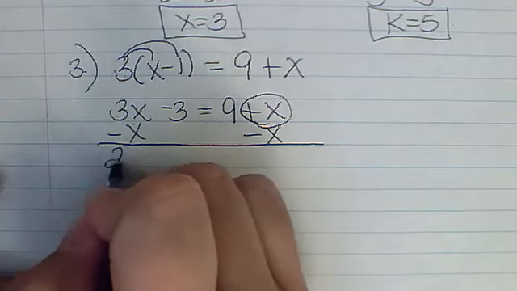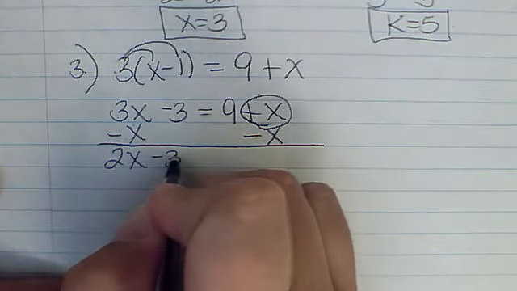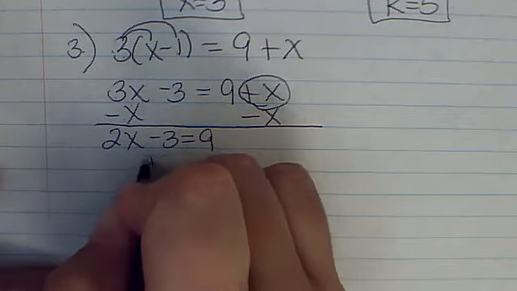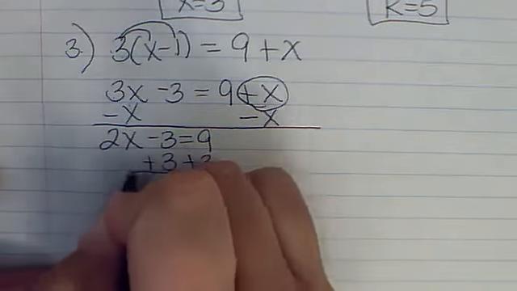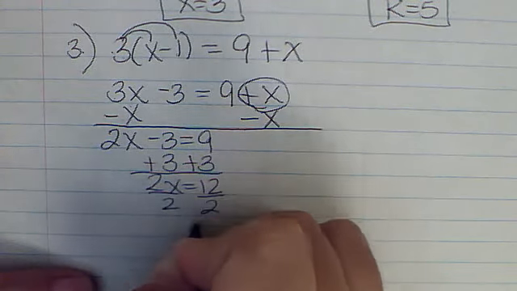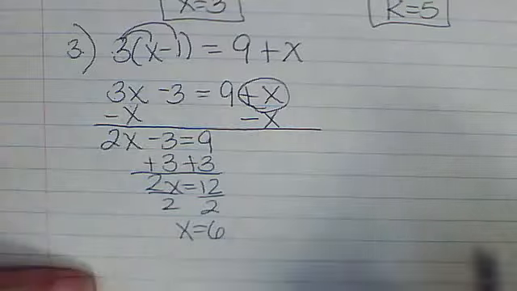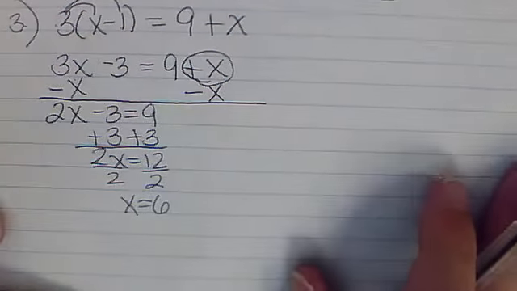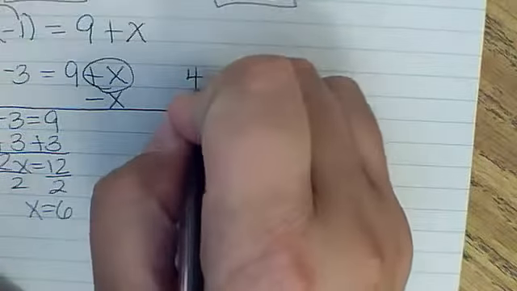3x minus x is 2x. Bring down the minus 3 and equals 9, and then it's just like all the other problems that we've been doing. Add 3, 2x equals 12, divide by 2, x equals 6. So they are going to get more complicated. They are going to have distributive property and like terms in them. So let's look at number 4.